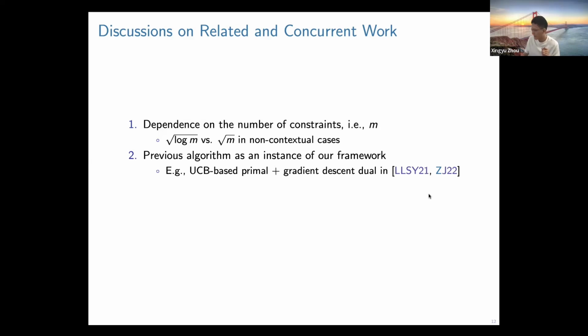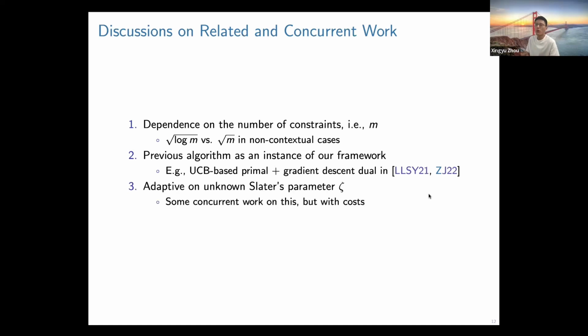The second aspect is that we have a framework, this Lagrangian primal and dual. We say that if the primal and dual have the low regret property, we have such a bound. A very natural question to ask is whether this framework includes the previous algorithms as special cases. Yes, indeed. In certain cases, previous algorithms can be viewed as a specific instance of our general framework. That is the second point I want to make, and I will discuss it in detail later.